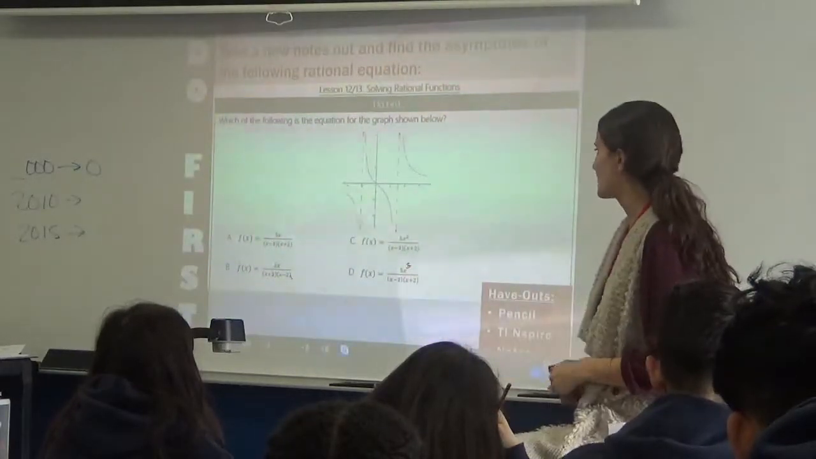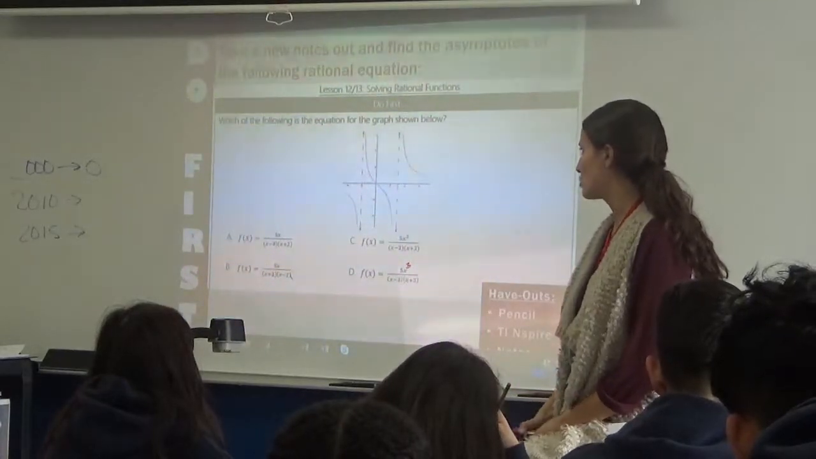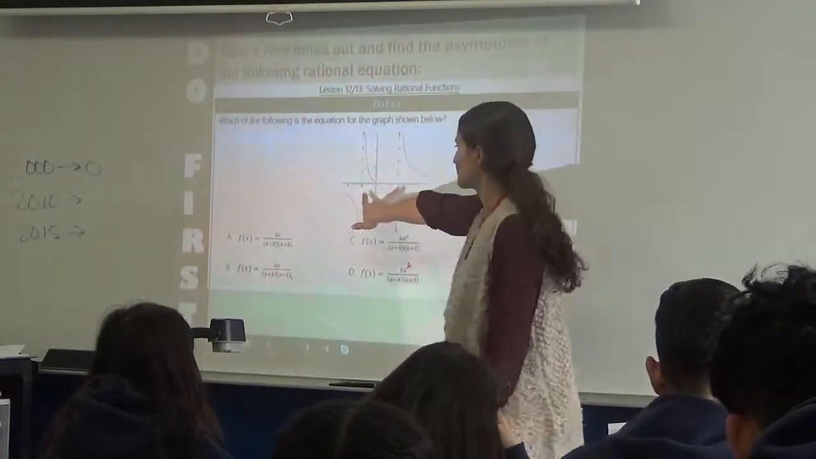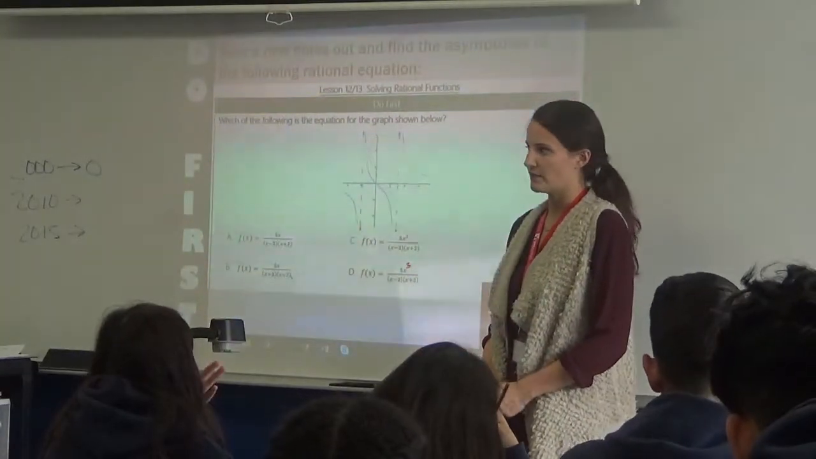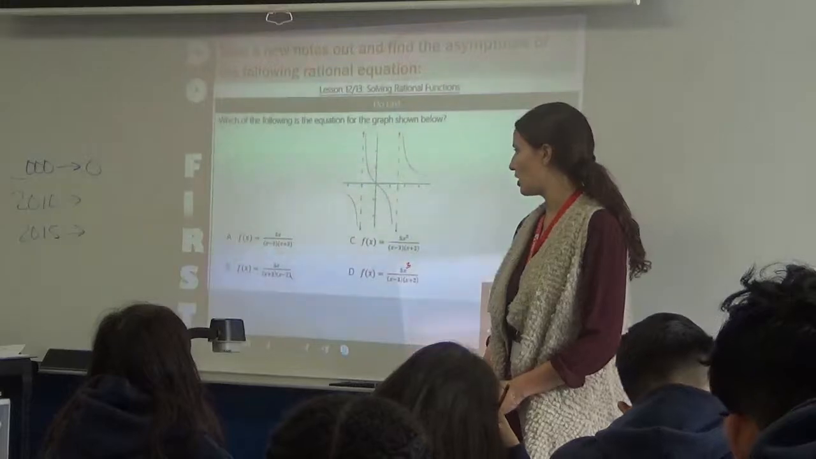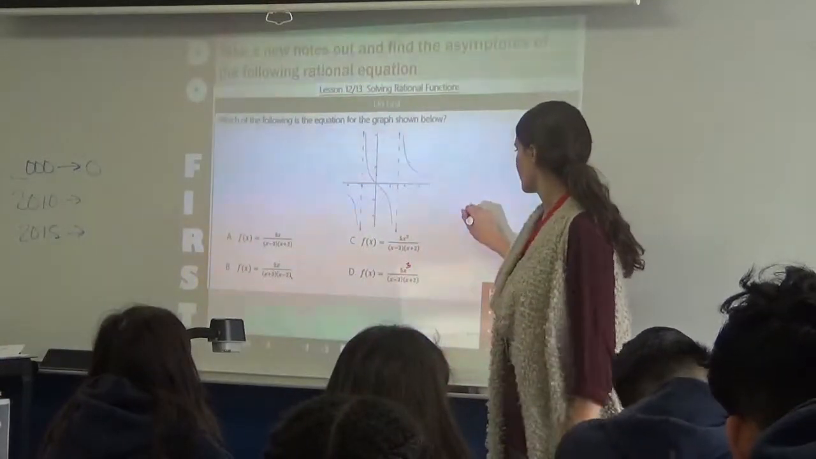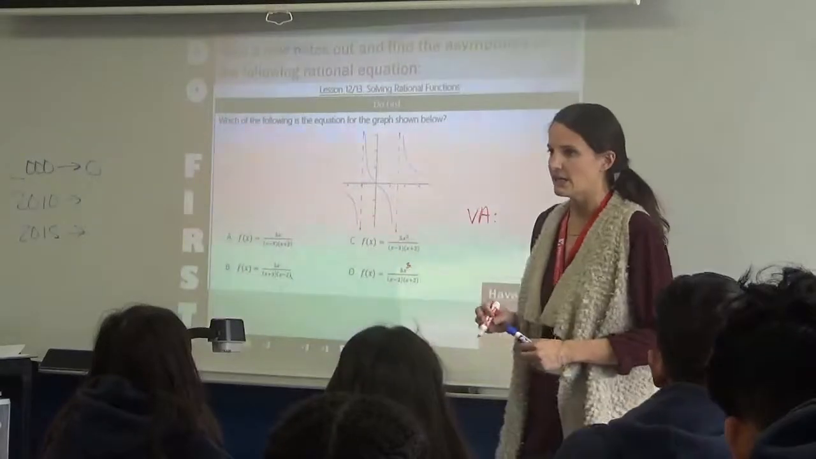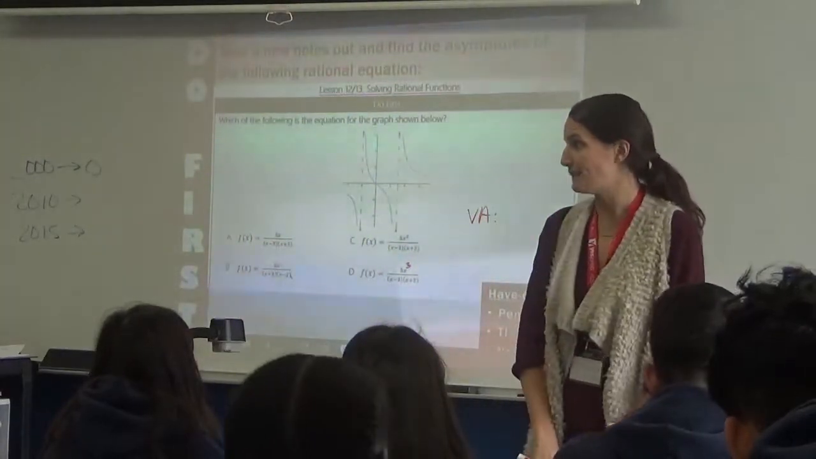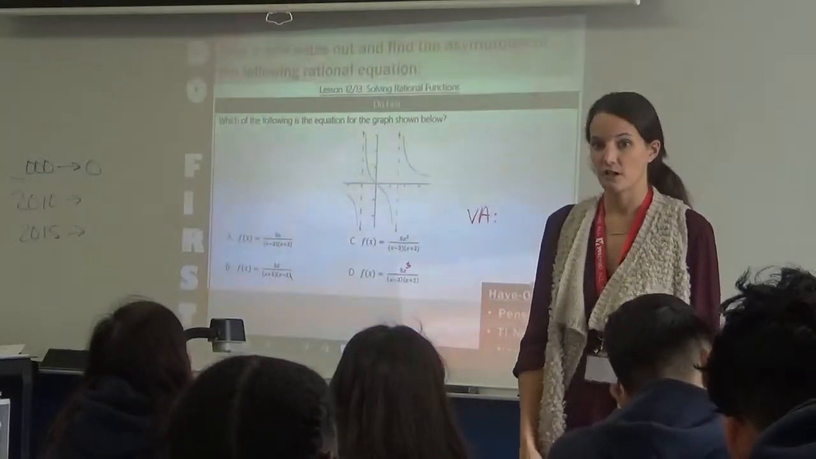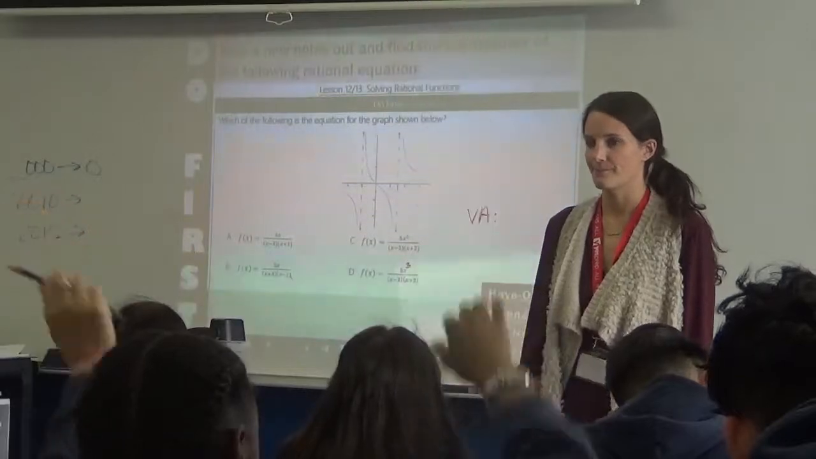Taking a look at this, I see two vertical asymptotes, these dotted lines right here, which should give us information about our equations. So let's start with vertical asymptotes. Raise your hand if you can tell me which answer choices you kept because of the vertical asymptotes that you saw and why. Lirio, go for it.